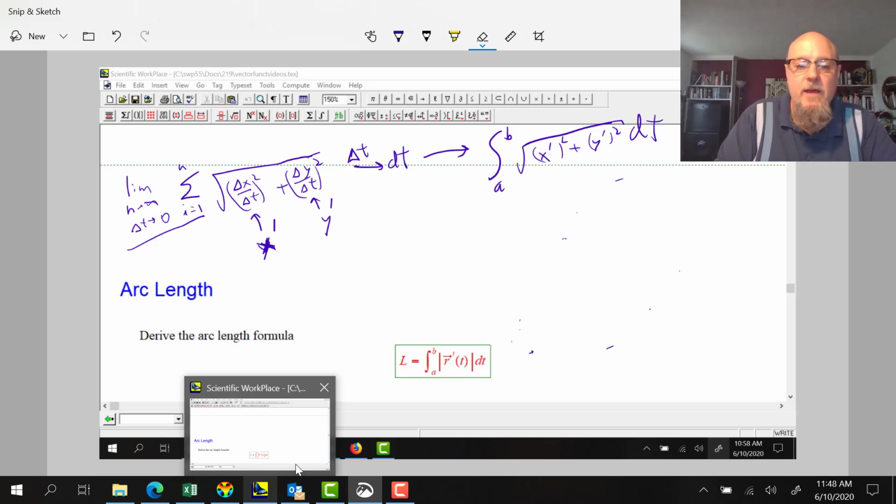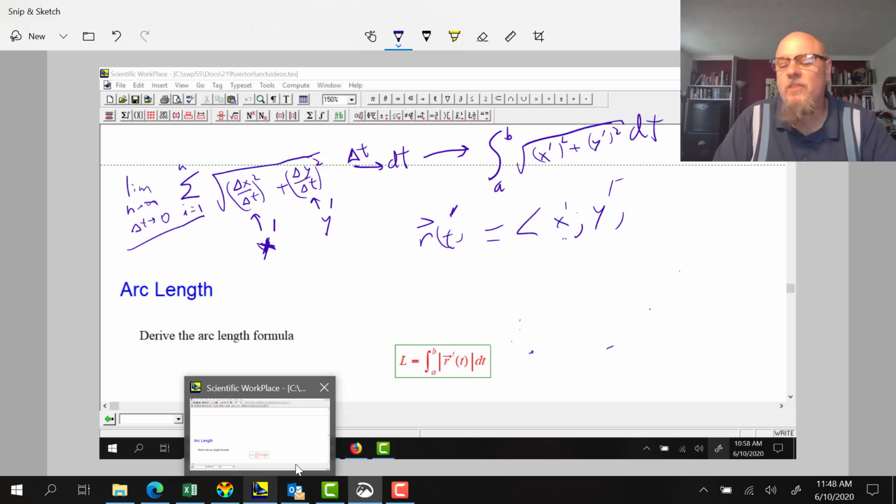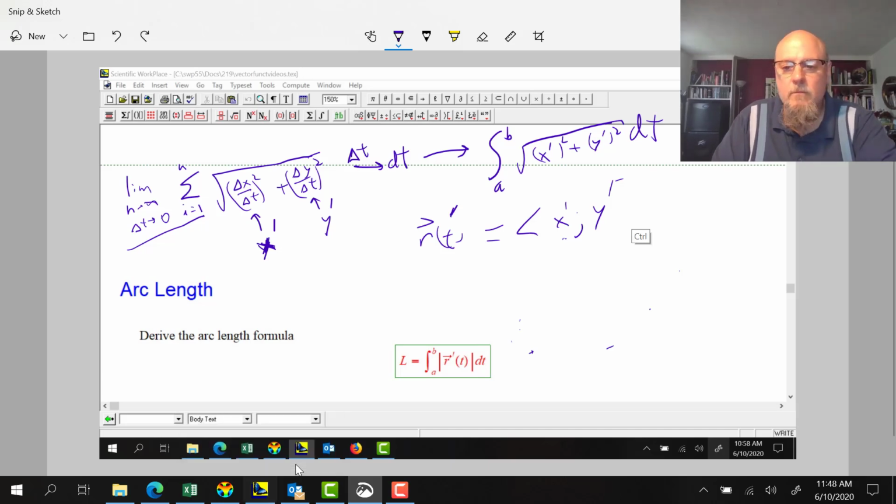But remember, if I had a function r of t, the vector function whose arc length we're given, and I differentiate that function to give me the, well, we called it the tangent vector, right? That would be the x prime, the y prime, and if there was a z here, it would be the z prime, but we don't have that right now. But that's the tangent vector.